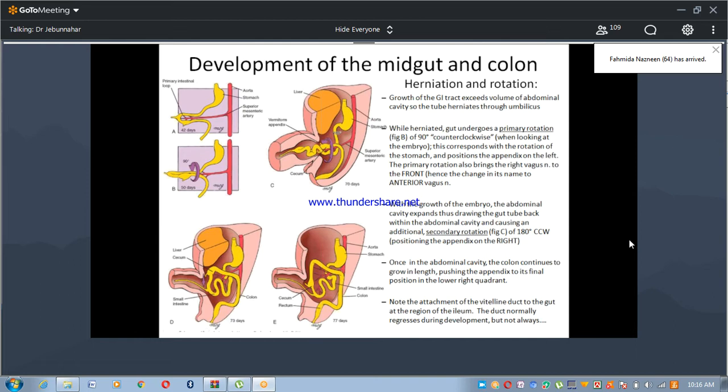The duodenum comes to lie behind the artery. The duodenum lies behind the superior mesenteric artery. The jejunum and ileum occupy the posterior and left part of the abdominal cavity. Here this is the appendix and this is the vitelline duct.